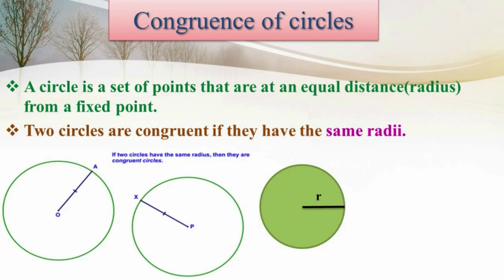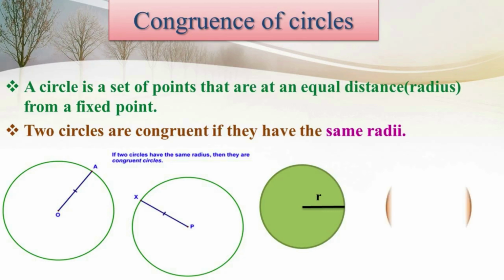These are the two circles. Look at the radius. They have given in the picture that a line is mentioned in each circle, which means the radius of the two circles are equal. If two circles have the same radius, then they are concurrent circles.